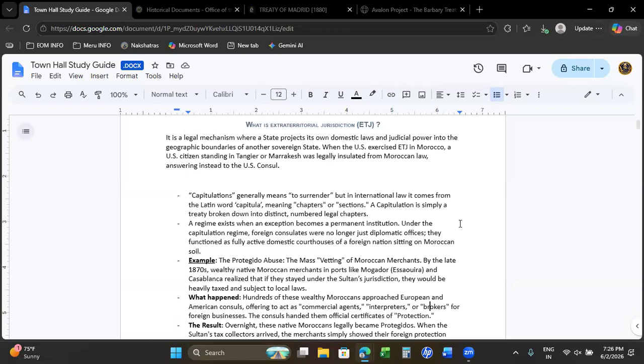So this is a form of colonialism. We're talking about domestic laws, policies, and judicial power, so two branches of government at the very least. In truth, we're talking about three. We're talking about an entire state government projecting its power, its legal mechanism, into the geographical boundaries of another sovereign state. Its station, its actual government setup, its judicial power rests in another sovereign state. This is what's called extraterritorial jurisdiction when this type of setup has in fact occurred.